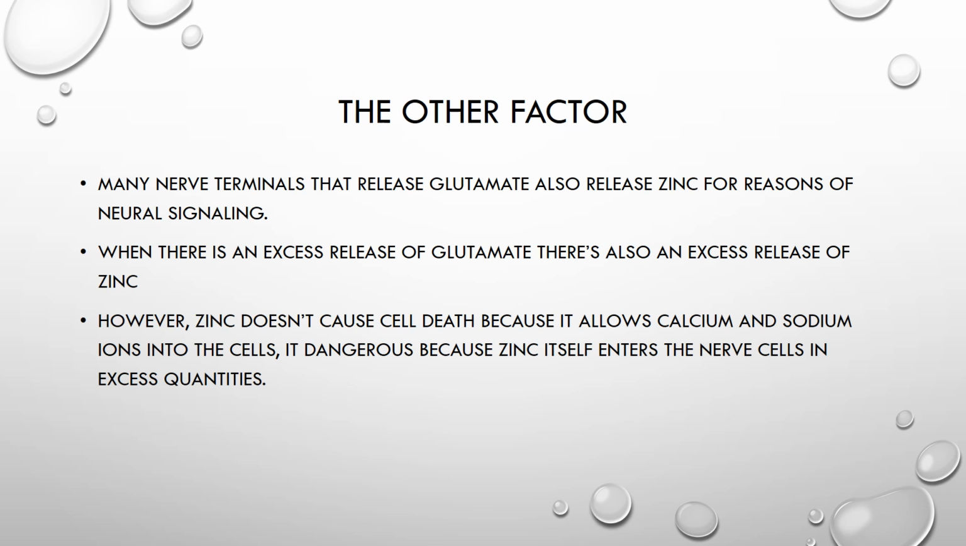The other factor involved with cell death is that of zinc. Many nerve terminals that release glutamate also release zinc for reasons of neural signaling. When there's an excess release of glutamate, there's also an excess release of zinc. However, zinc doesn't cause cell death because it allows calcium and sodium ions into the cell. It's dangerous because zinc itself enters the nerve cells in excessive quantities. To prevent zinc from entering nerve cells, an experimental drug called EDTA is administered, which binds to zinc and prevents it from entering the nerve cell.